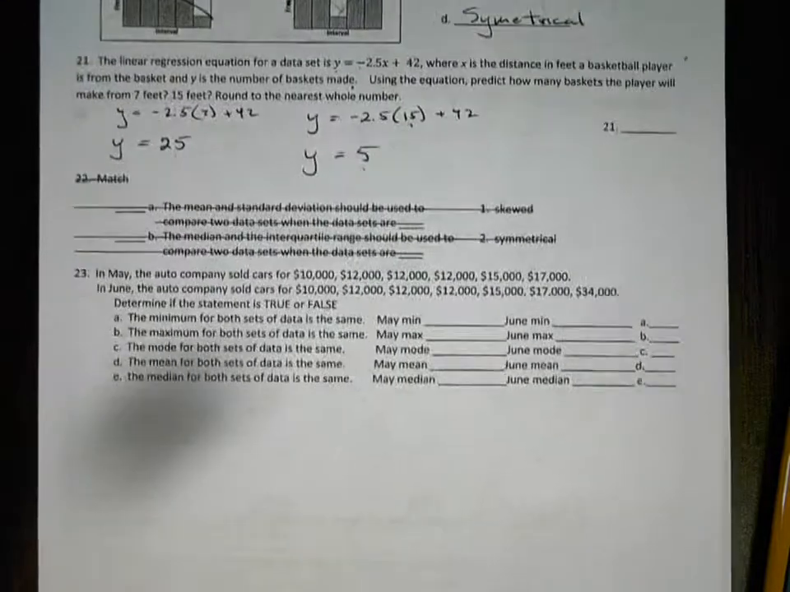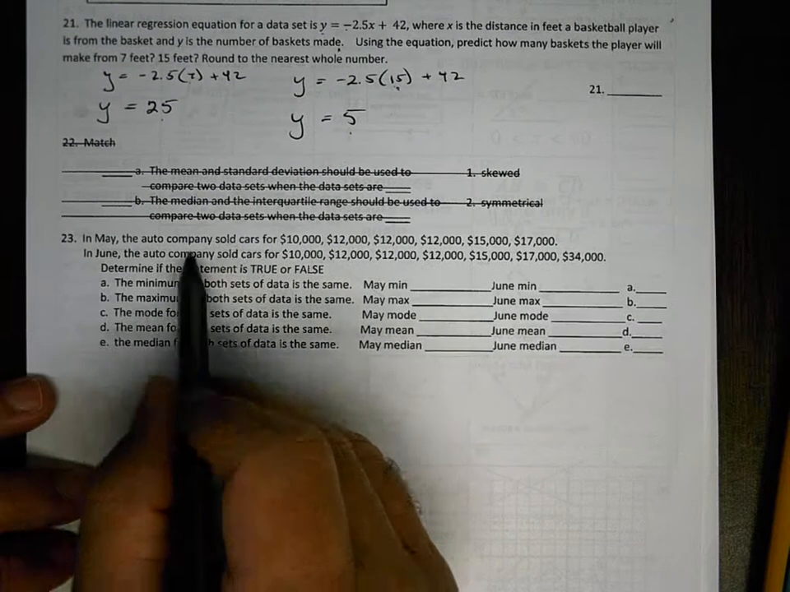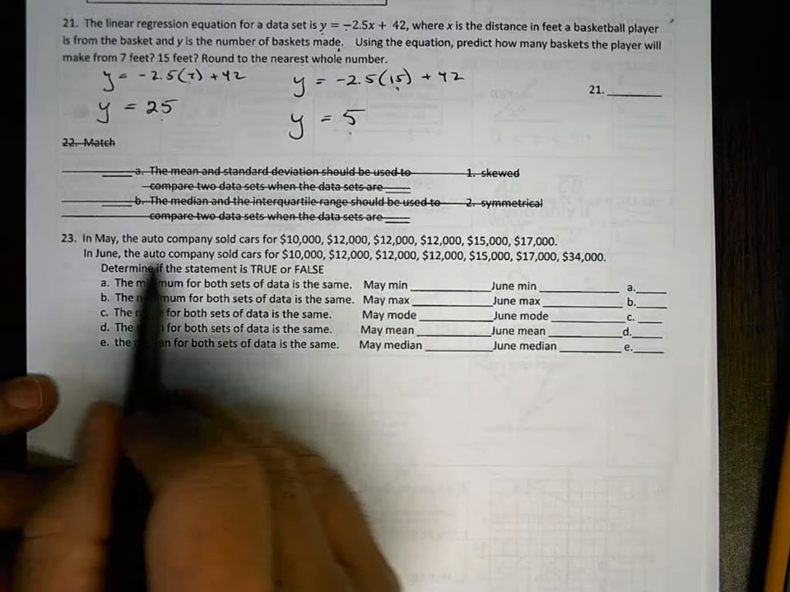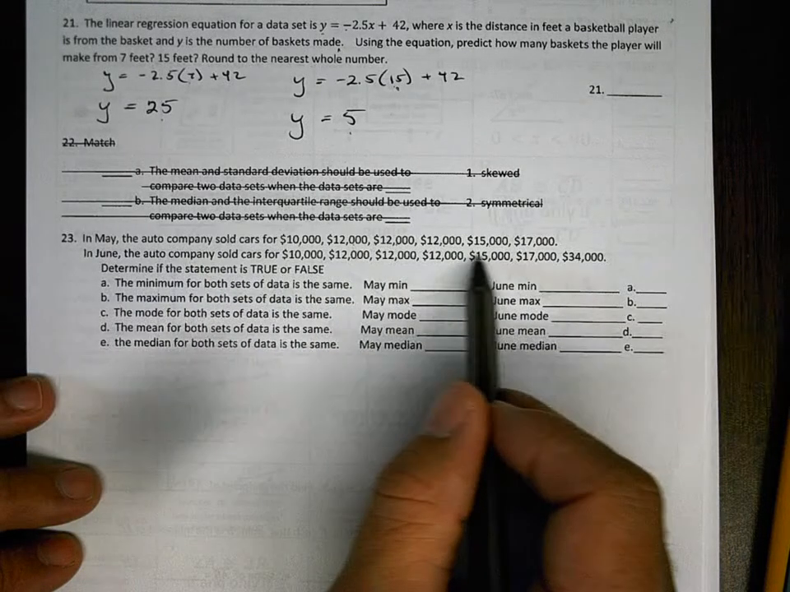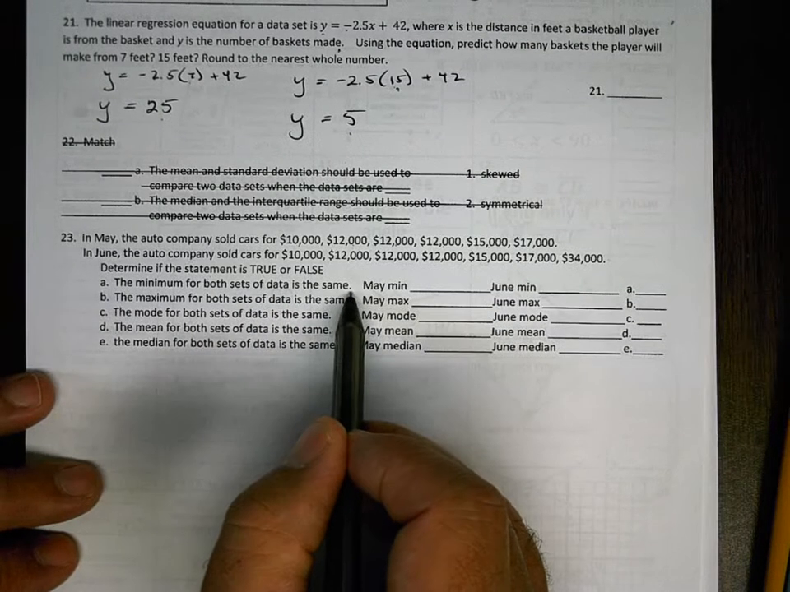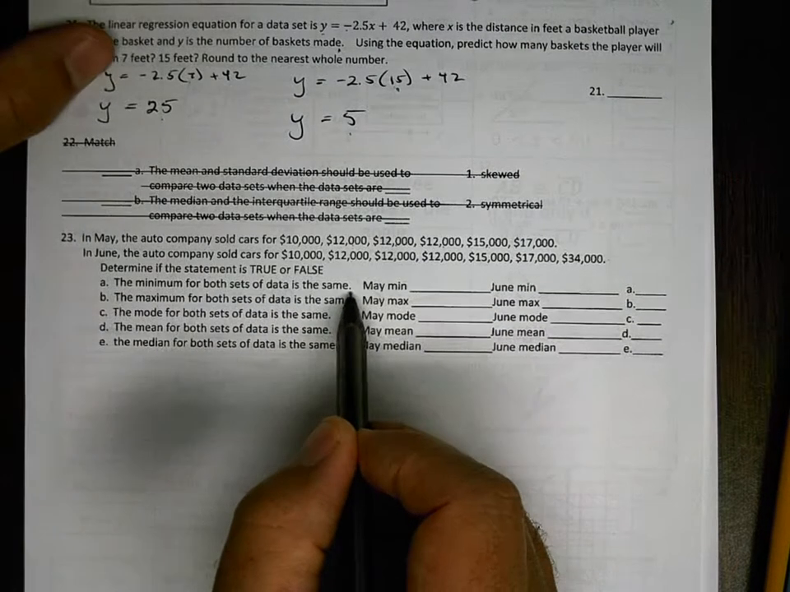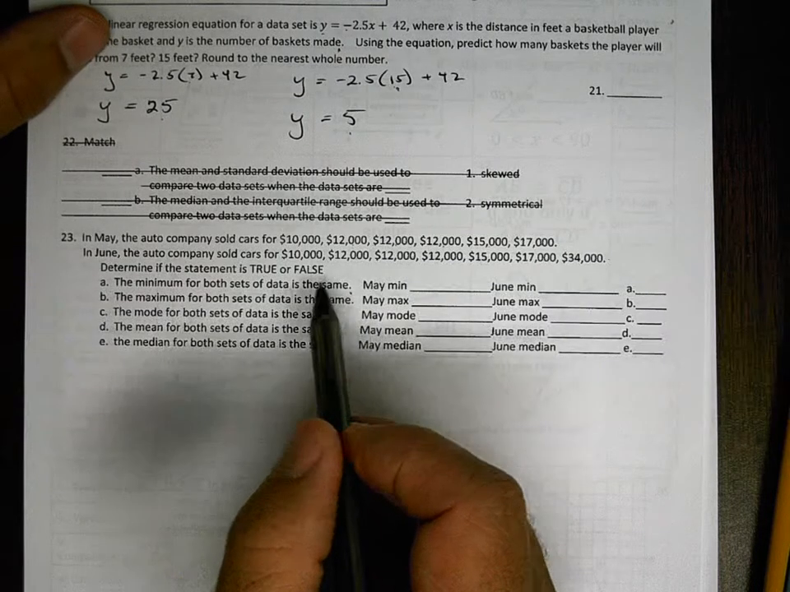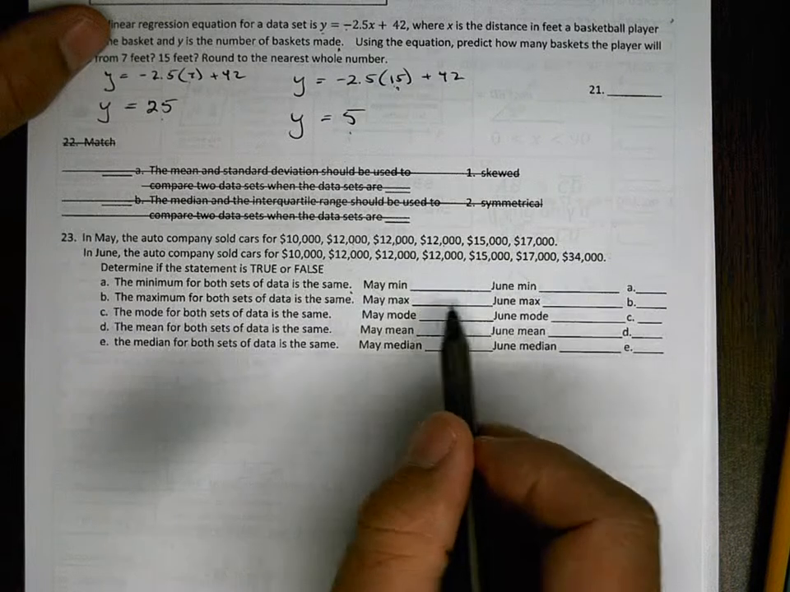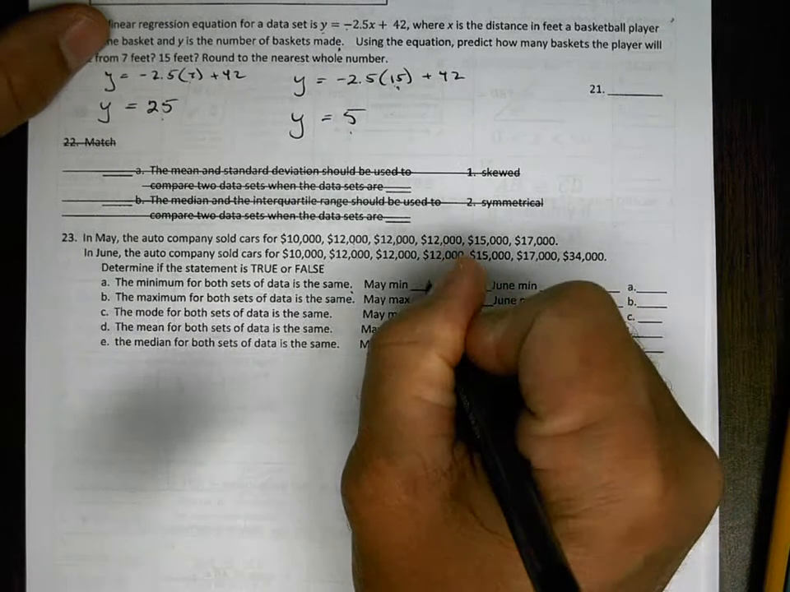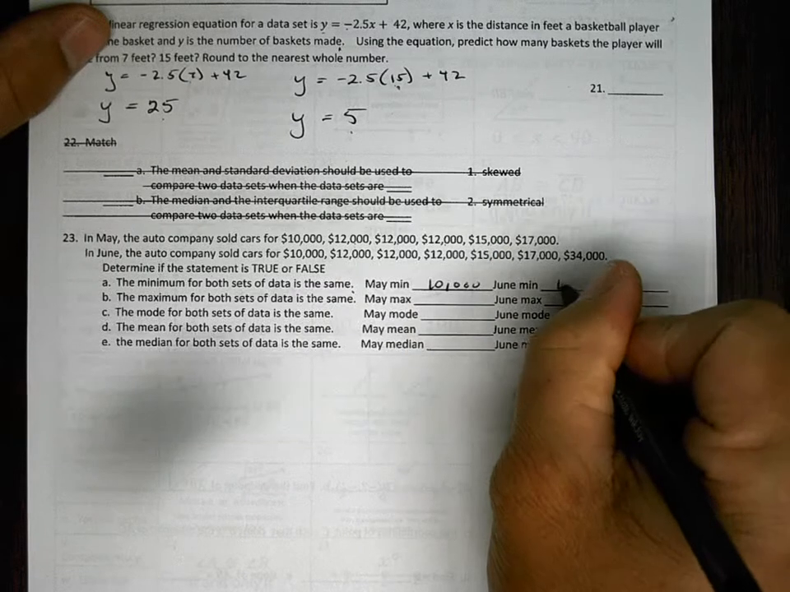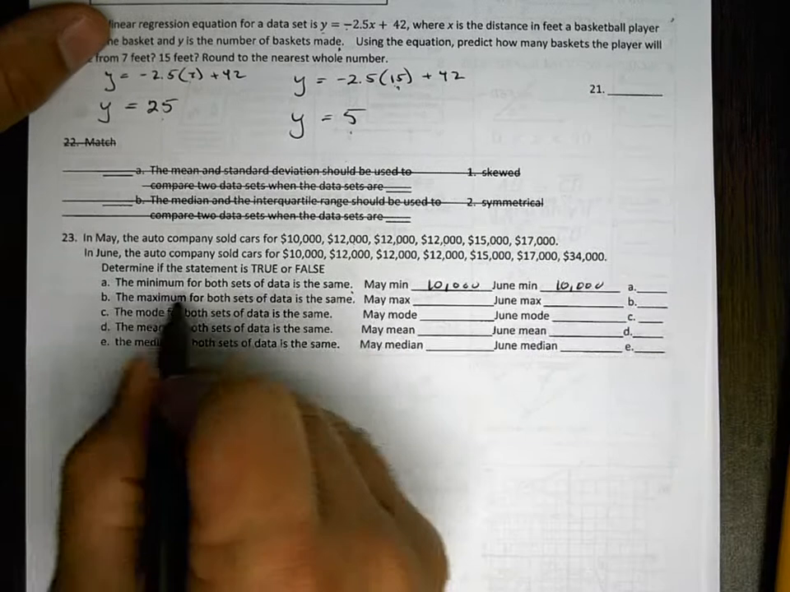Okay, last question. In May, the auto company sold cars for $10,000, $12,000, $12,000, $12,000, $15,000, $17,000. In June, the auto company sold cars for this amount. The minimum for both sets of data is the same. Let's see here. The minimum in May was 10,000, and in June was 10,000. So the minimum for both sets of data is the same.